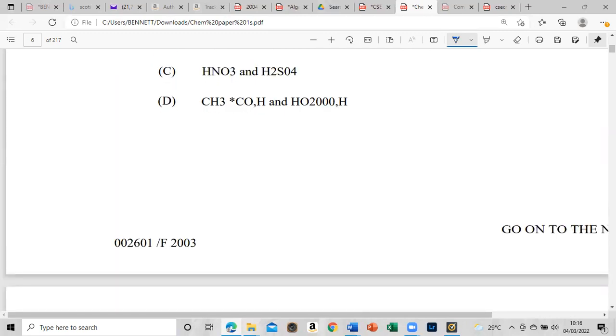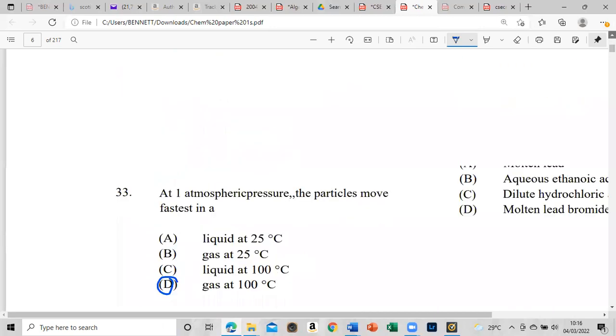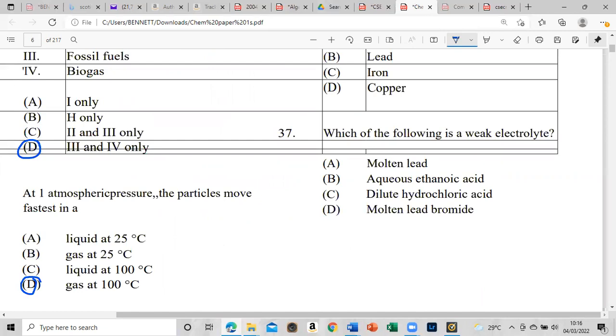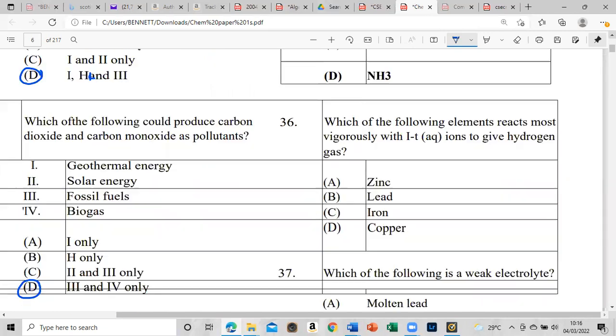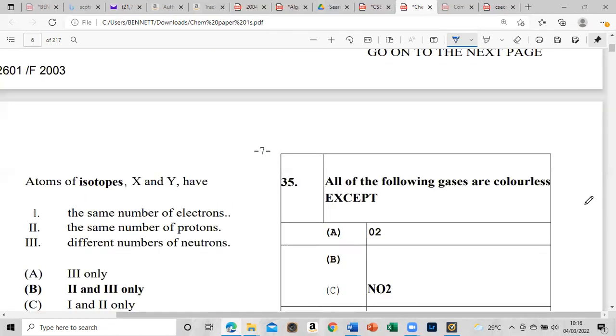All right, so let's move on to 35. Remember, I want to complete this as quickly as possible. All right, what number are we? 35. All right.